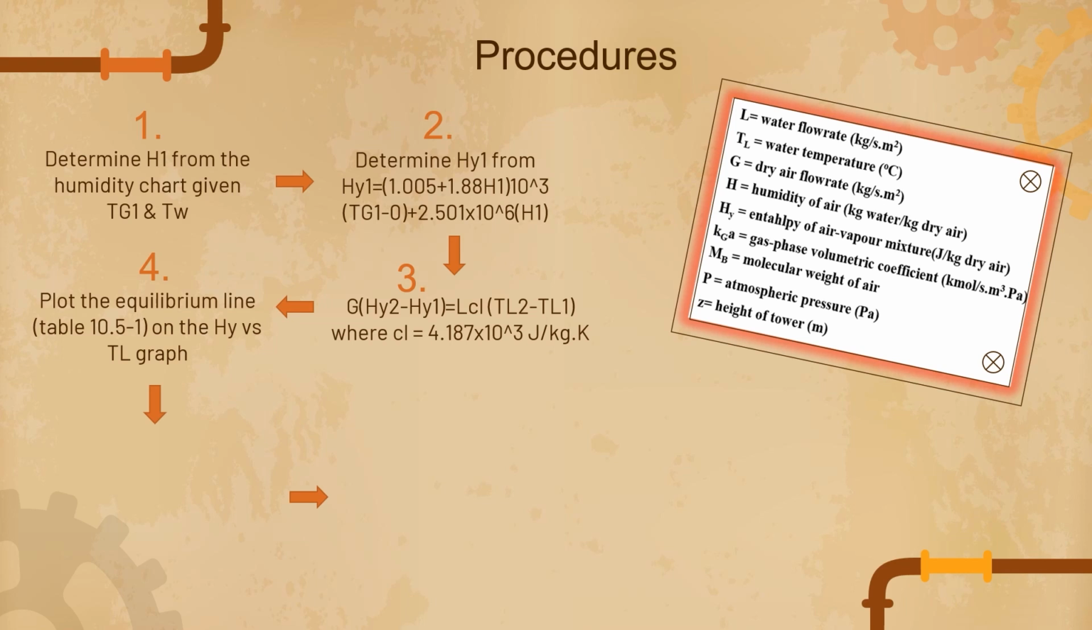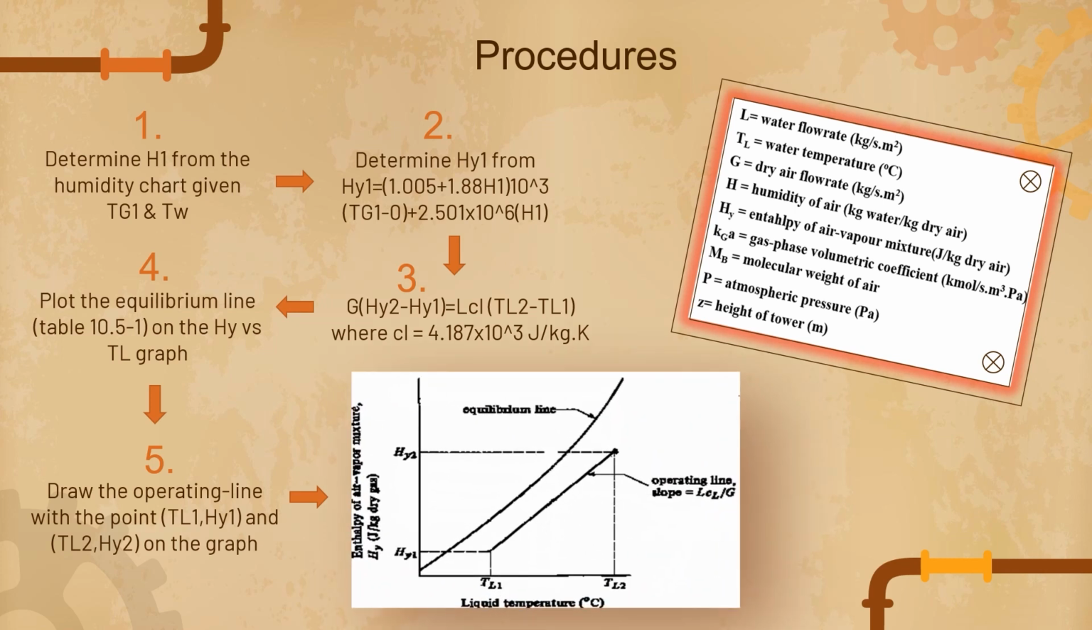The data of the humidification equilibrium line is fixed, where it can be found from table 10.5-1. The liquid temperature is the x-axis and the enthalpy of the mixture is the y-axis. After that, draw the operating line by plotting TL1, Hy1 and TL2, Hy2 on the same graph. Then, draw a straight line to connect the 2 points as shown in the diagram at the right.